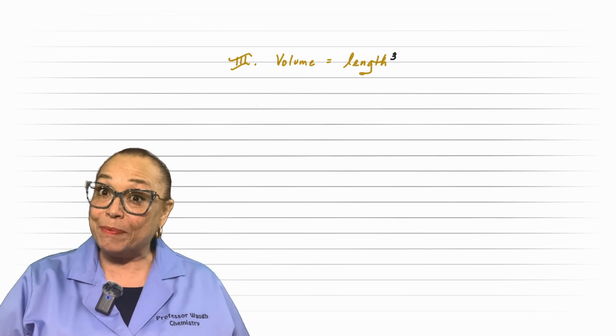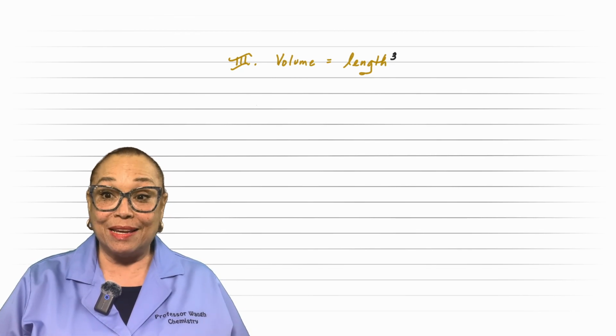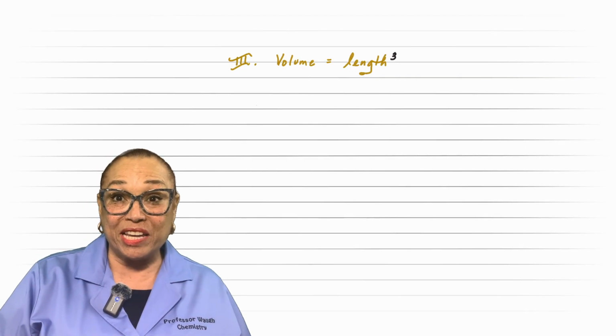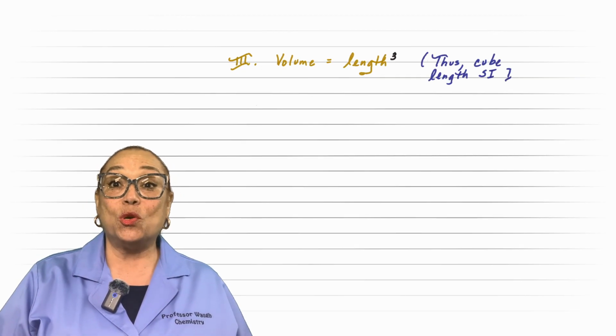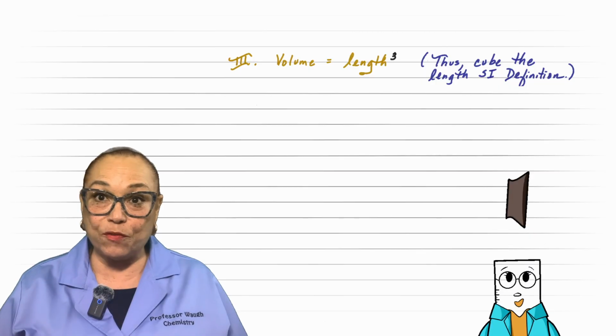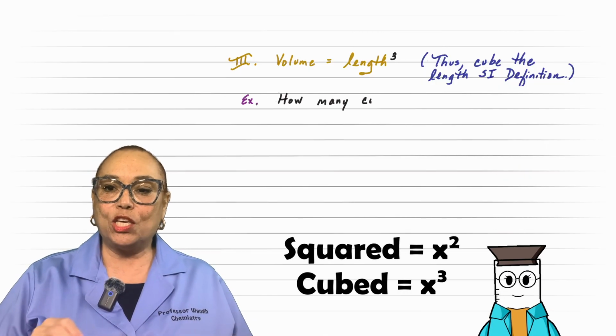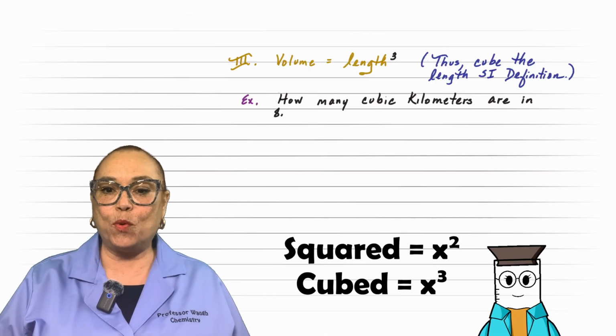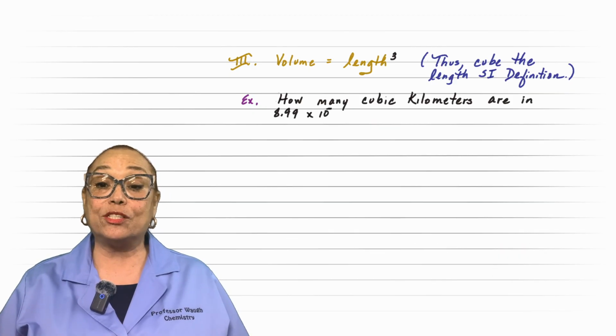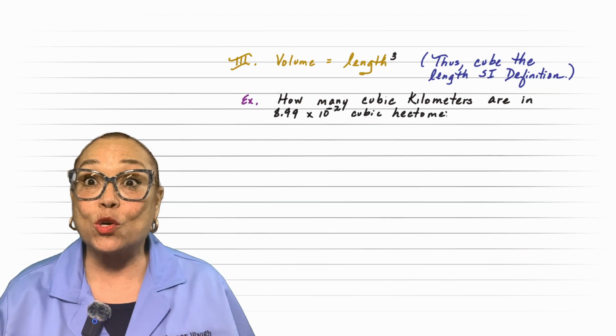Let's now get into volume, which is length cubed. So we're going to do the same thing we did with area, but instead of squaring your length definition, you're going to cube it. So this is real easy for you. How many cubic kilometers are in 8.99 times 10 to the minus 2 cubic hectometers?